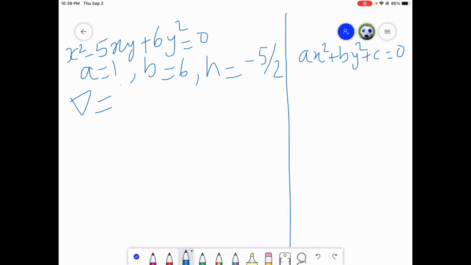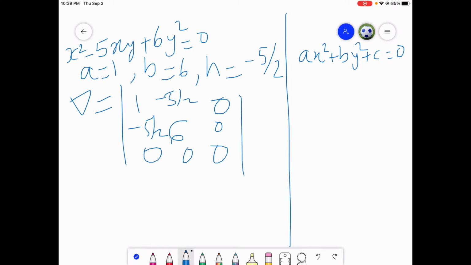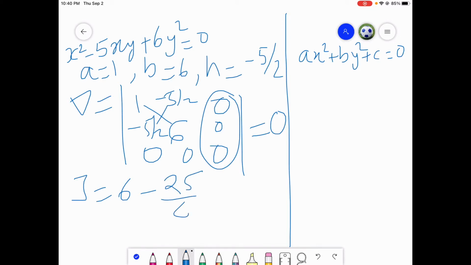So we'll first find the delta. So I wrote 1, 6, 0, then minus 5 by 2 here and minus 5 by 2 and then all 0, 0, 0, 0, right? See, column 3 is all 0, so we don't even need to solve it. We know that the determinant is going to be 0. What about j? J is this, right? 6 minus 5 by 2 into minus 5 by 2 is equal to 25 by 4. So we get 6 into 4 is 24 minus 25, minus 1 by 4. J is less than 0.